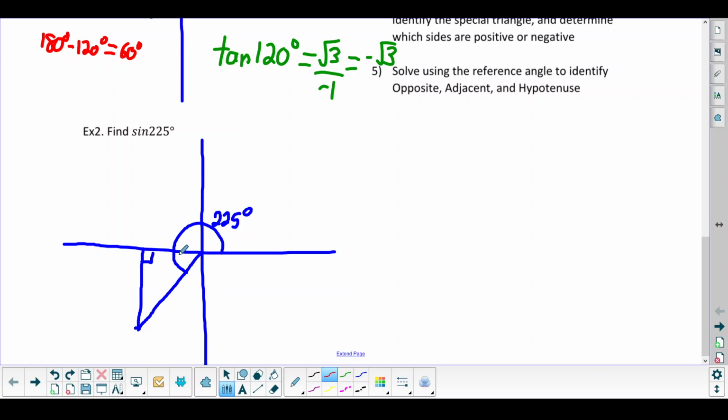So our reference angle here is going to be this angle. So we've got to think about how we're going to find that angle. So that angle is going to be, if that's 180 and that's 225, then this angle must be the difference. It must be 225 minus 180, which is 45 degrees. And 45 degrees, that's one of our special angles for a special triangle. So we can label our side lengths now. So you may recall that the side lengths will be 1, 1, square root of 2 for the hypotenuse.